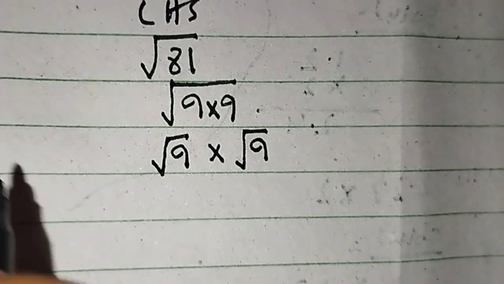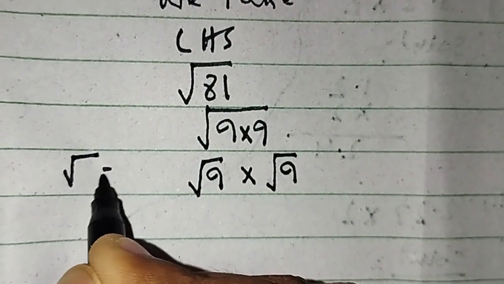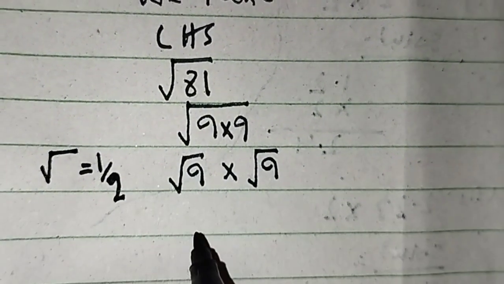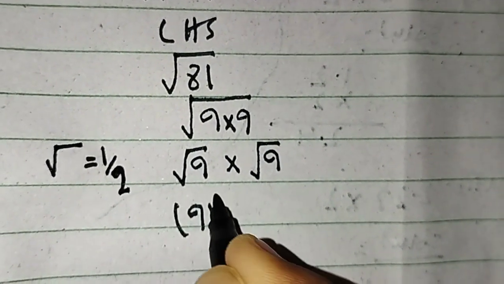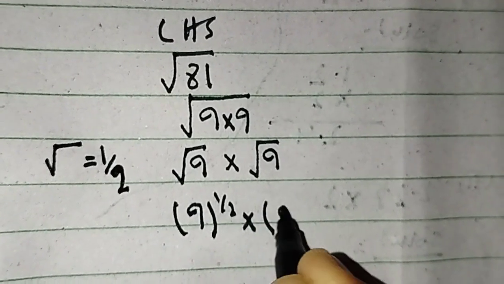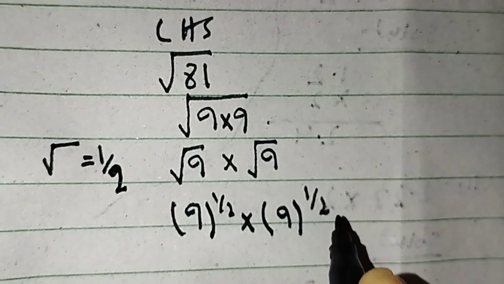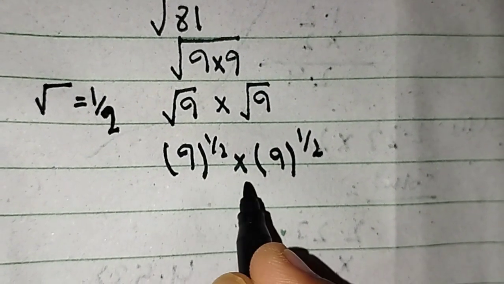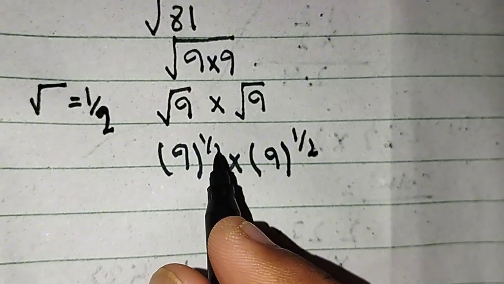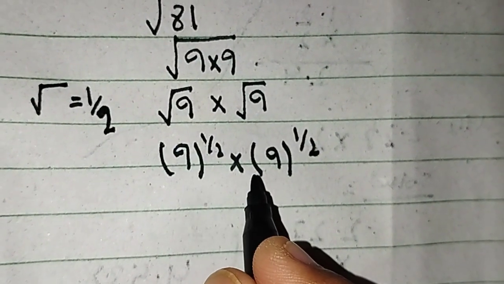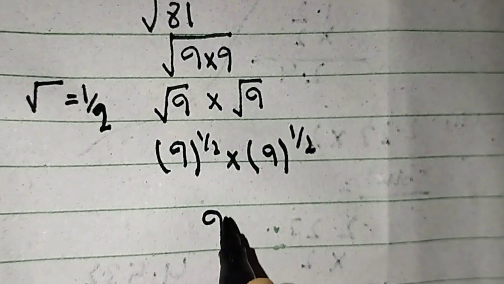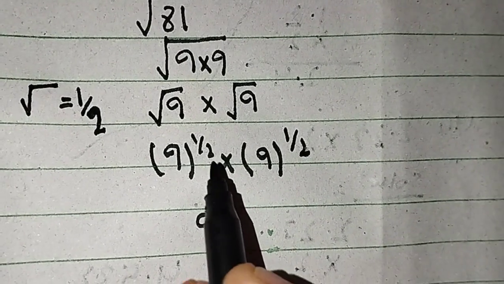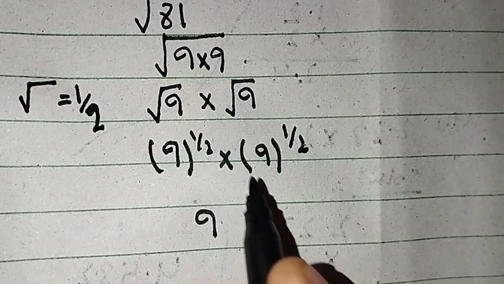and we also know radical means 1 over 2. So we can write 9 whole power 1 over 2 multiply 9 whole power 1 over 2. We know when the base is same in multiplication, then the power is added up.